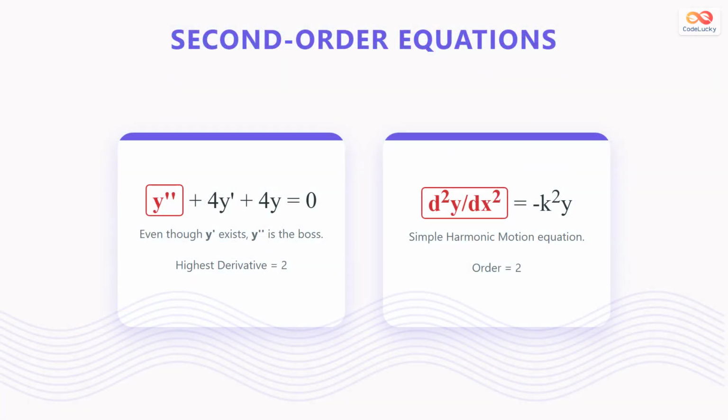Now for second-order equations. Look at the first example. Y double prime plus 4y prime plus 4y equals 0. We have both a first derivative and a second derivative. But remember, the rule is to find the highest one. Since y double prime is higher than y prime, the order is 2.